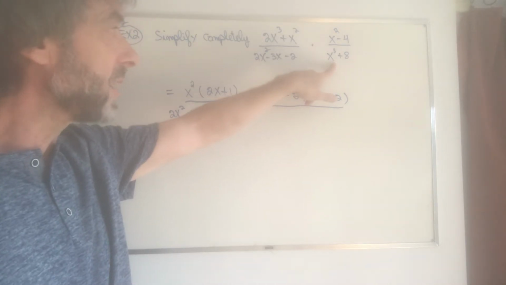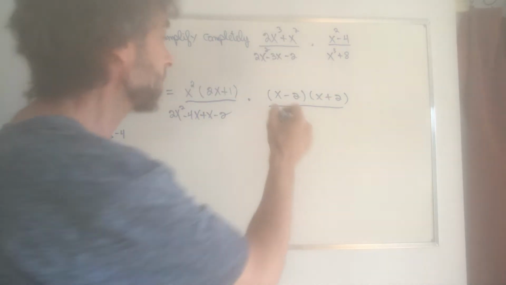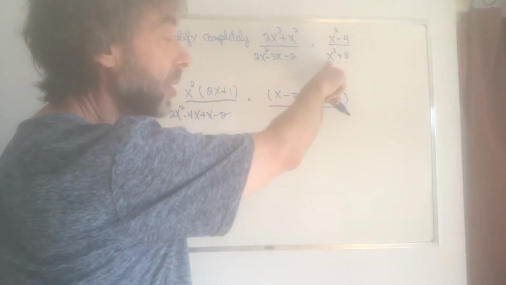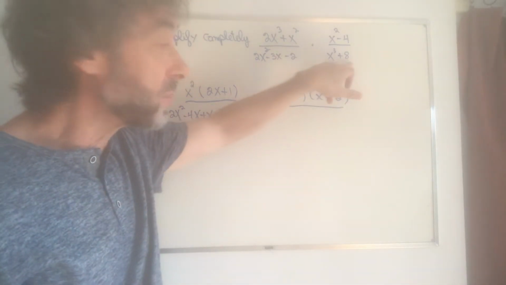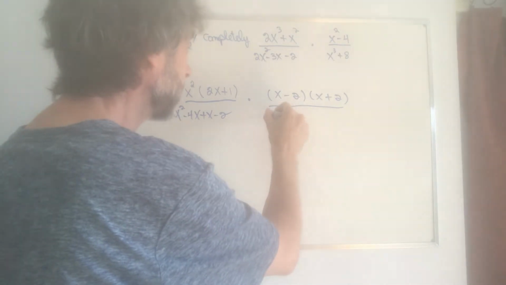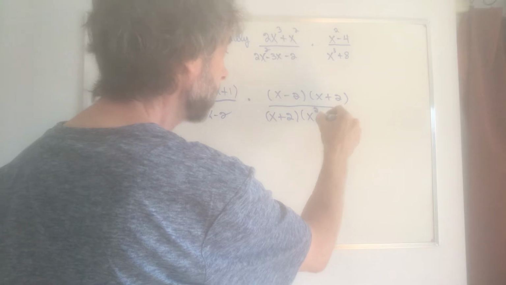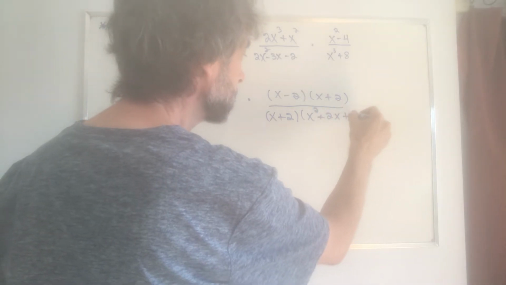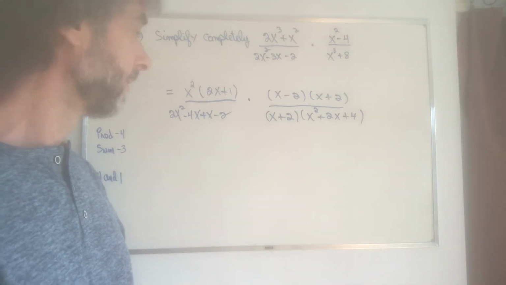Oh, x³ + 8. That's a sum of cubes. I remember this. So this is going to be x³ + 2³. So my a is x, my b is 2. Putting that into the formula that we know is going to give me (x + 2)(x² − 2x + 4), clearly.